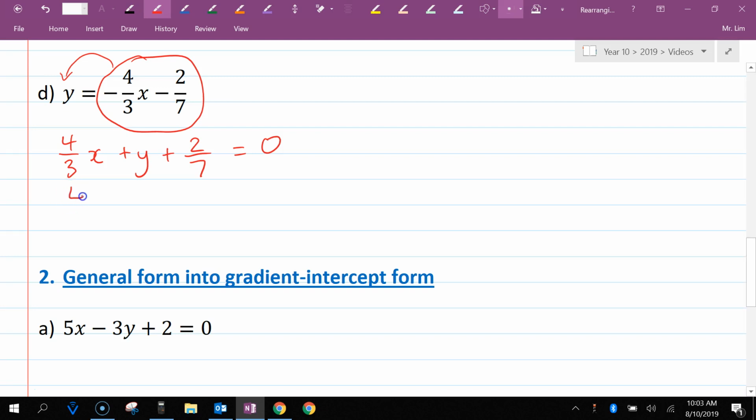That'll give me 4x plus 3y plus 6 over 7 is equal to 0. And then I'll multiply everything by 7 to give me 28x plus 21y plus 6 is equal to 0. And that's my final answer.